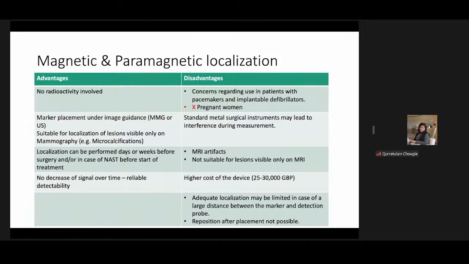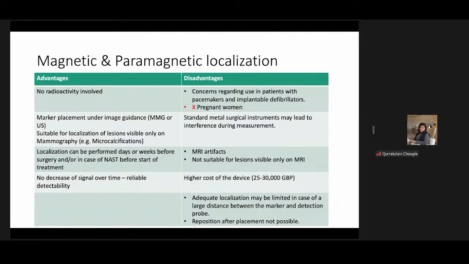So just looking at the advantages and disadvantages of all these magnetic and paramagnetic devices that we discussed just now. The advantage is that there's no radioactivity involved. The marker placement under image guidance, mammogram or ultrasound, can be done. It is suitable for localization of lesions which are visible only on mammography, such as microcalcifications. Localization can be performed days or weeks before surgery. And in cases of neoadjuvant systemic therapy, before the start of treatment, no decrease in the signal over time is reliably detected.